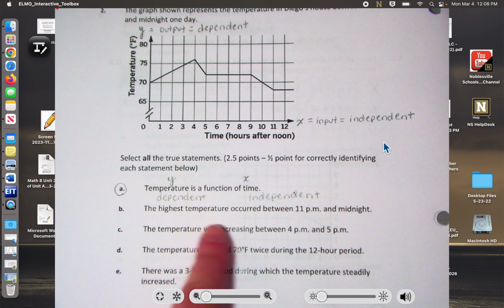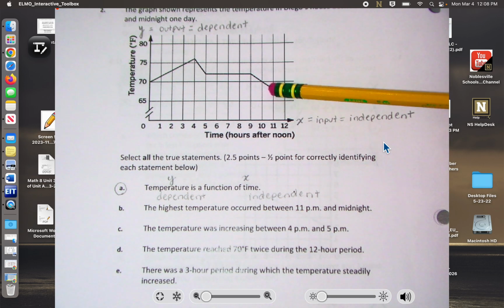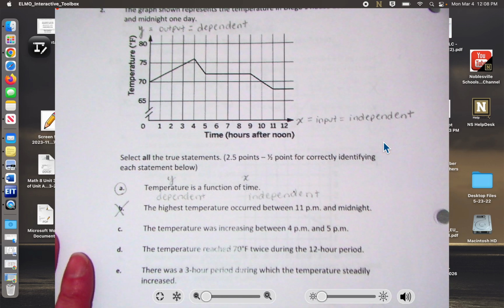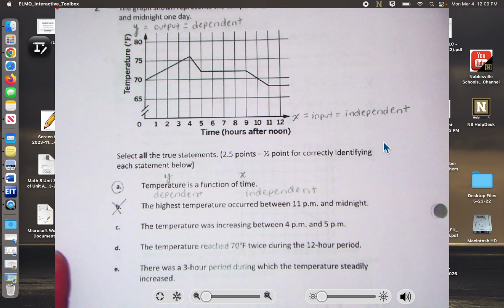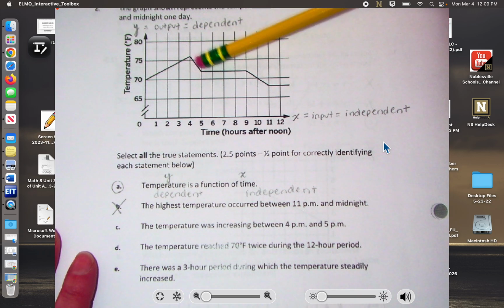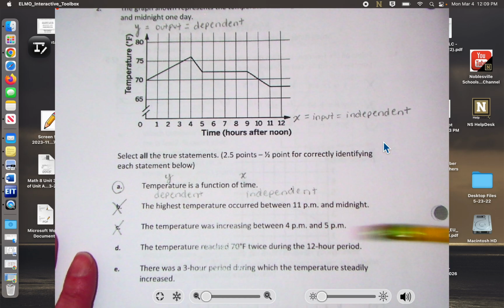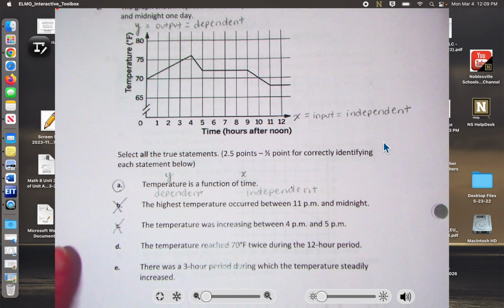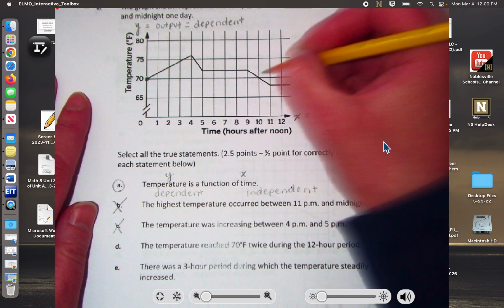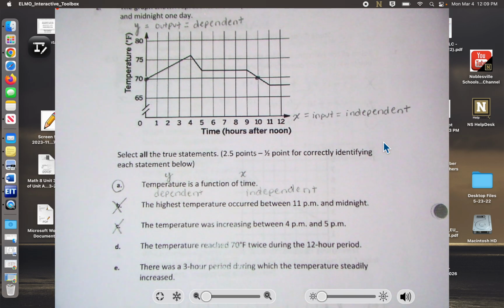How about this? The highest temperature occurred between 11 p.m. and midnight. Well, when I look at between 11 p.m. and midnight, is that the highest temperature on this graph? Nope. The temperature was increasing between 4 and 5 p.m. So when I look between 4 and 5 p.m., is this showing an increasing temperature? Nope. The temperature reached 70 degrees twice during the 12-hour period. Well, I have 70 degrees here, and I have 70 degrees here. So is that true? Yes.